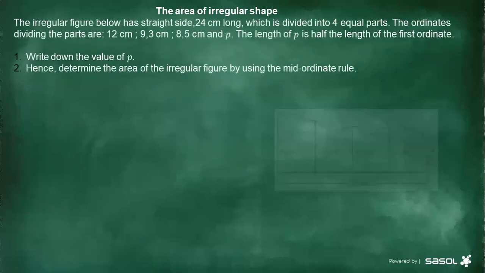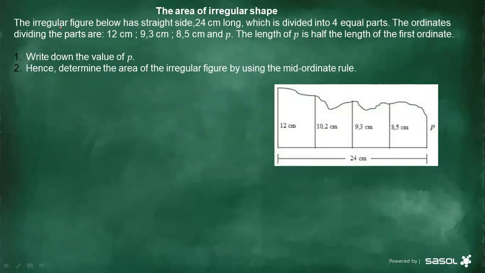Let's have another example. The irregular figure below has a straight side which is 24 centimeters long, which is divided into 4 equal parts. The ordinates dividing the parts are 12, 9.3, 8.5, and P. The length of P is half the length of the first ordinate. Write down the value of P.